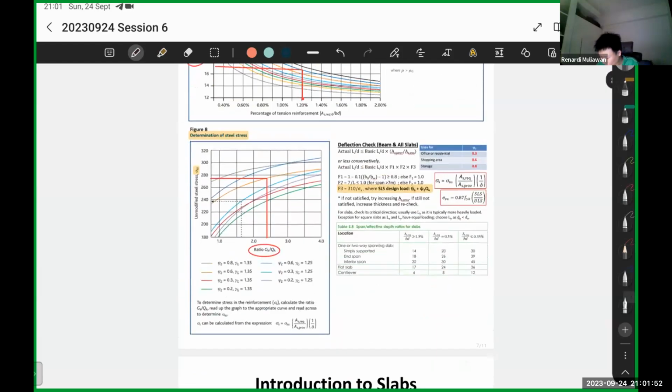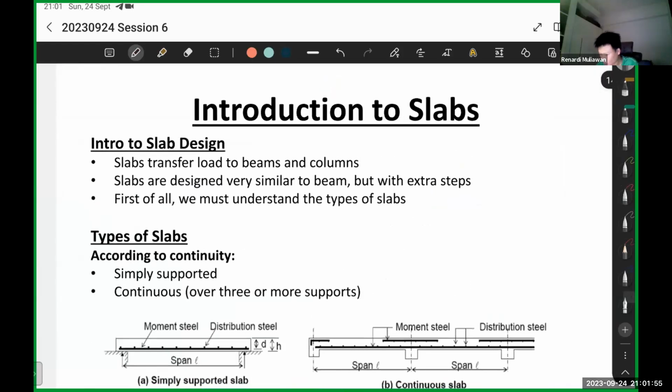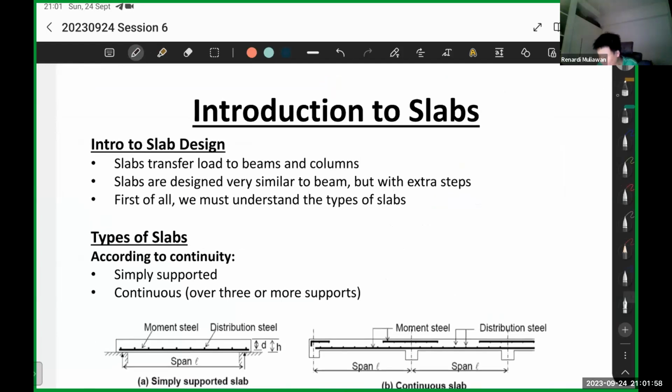For the next one, let's do the slabs. For slabs, again for today I'll just do the introduction only. So if you haven't known, slabs transfer load to beams and columns. So let's say this is your slab, you have a person standing. The load basically will be transferred by the slab, and then into the beams and columns. It goes downwards basically. If you have a beam here, then it goes to the beam first. So slab is basically your first element that gets loaded, you can say.